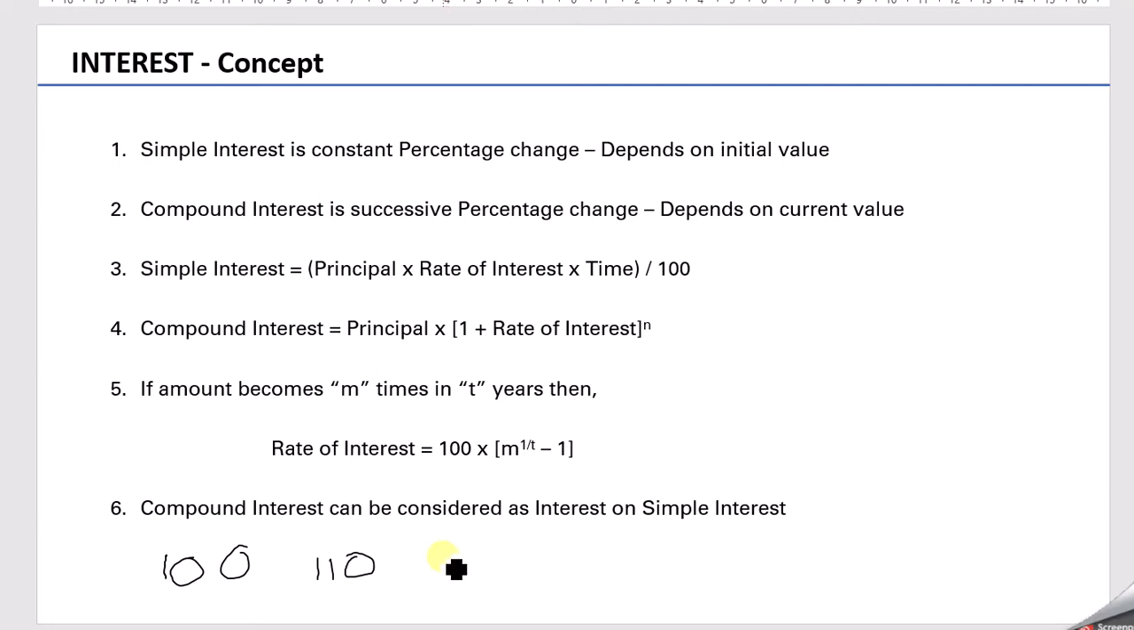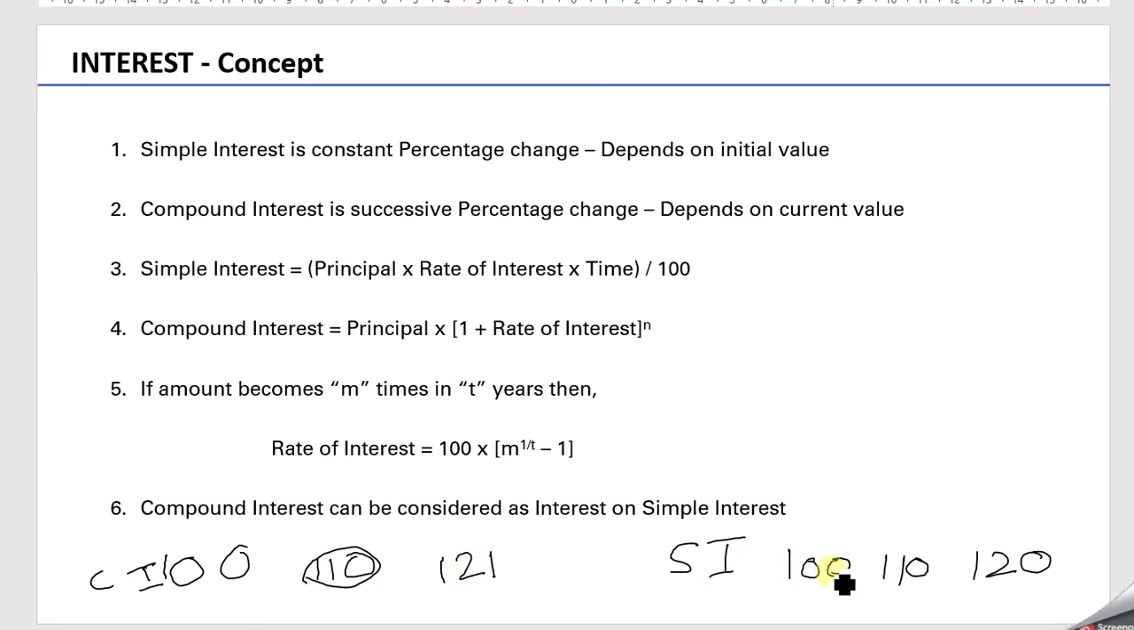for the second year we see that compound interest will give you 10% of this, whereas, so I'll just write here SI. Okay, so the difference you see, the interest is taken on this value, that is 10% of 110 is 11, and adding it becomes the total amount as 121.